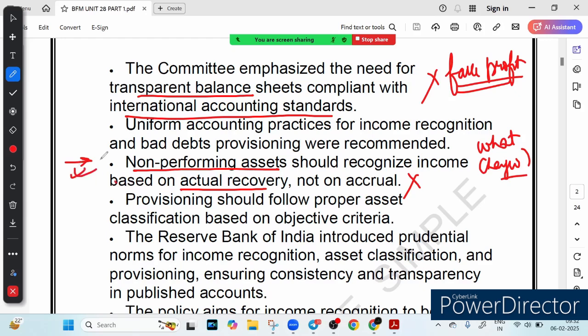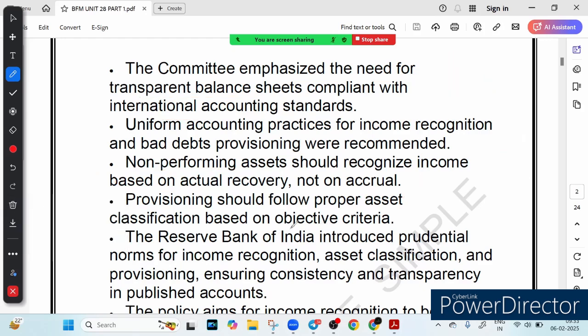After the Narasimhan Committee reform of 1991, earlier banks counted interest as income even if the borrower was not paying. But the new rules say that if a loan is a non-performing asset, income should be counted only when it is actually received. Asset classification should follow clear and objective criteria, as written here.